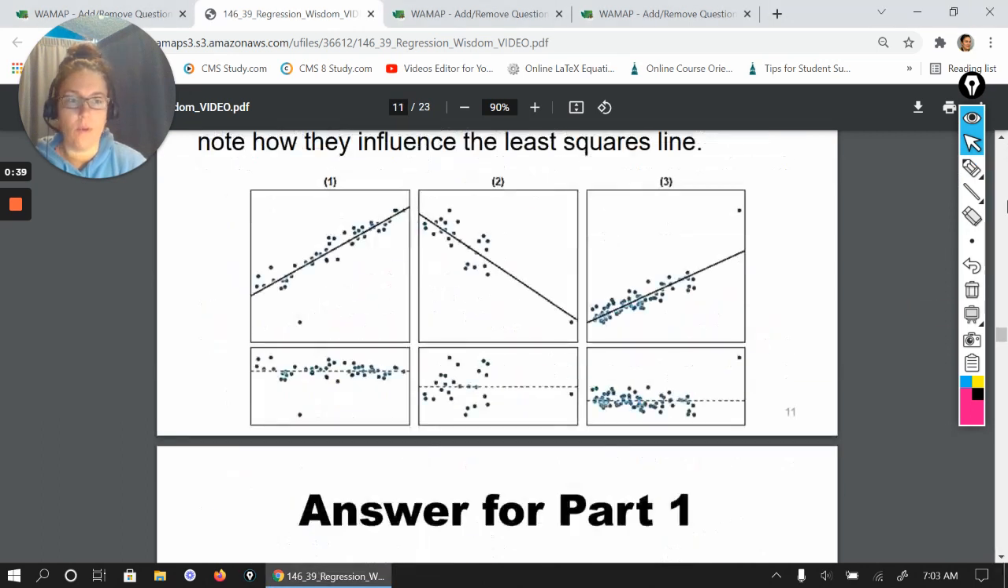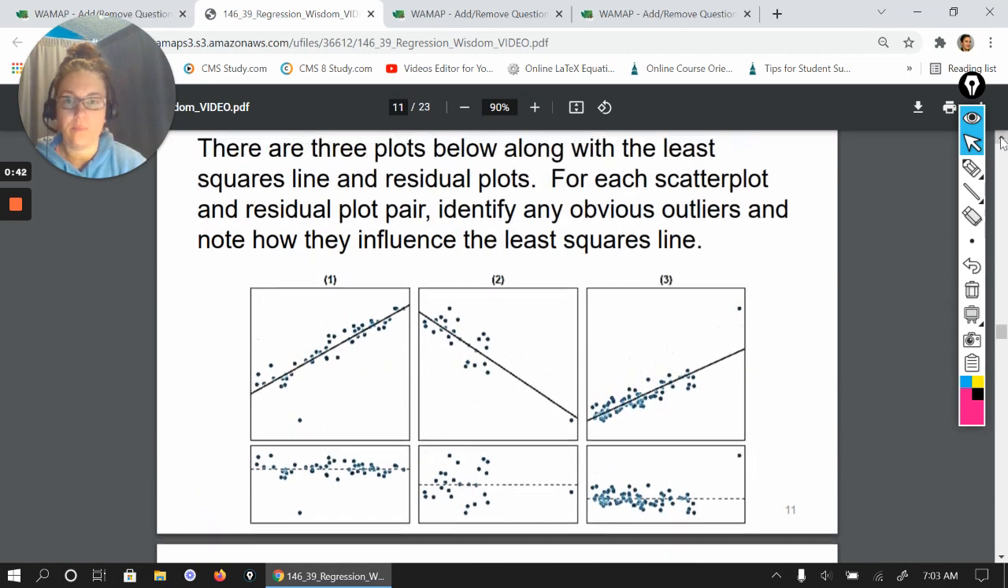Here's example 4. There are 3 plots below along with the least squares line and residual plots. For each scatter plot and residual plot, identify any obvious outliers and note how they influence the least squares line.